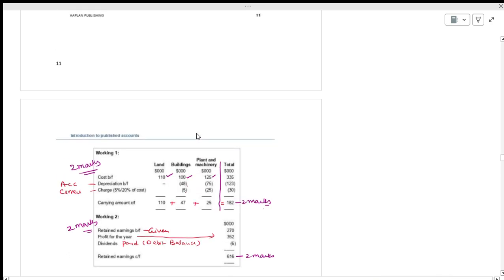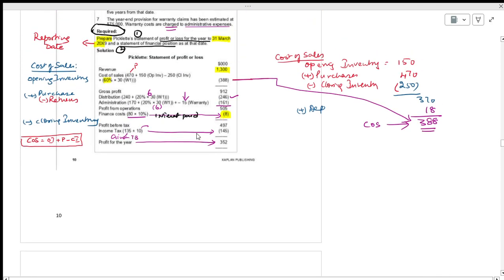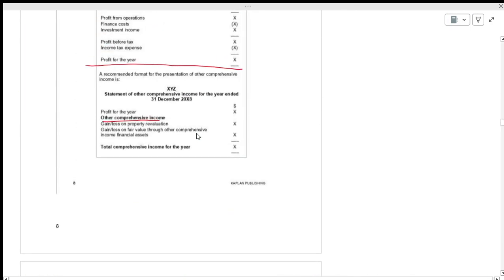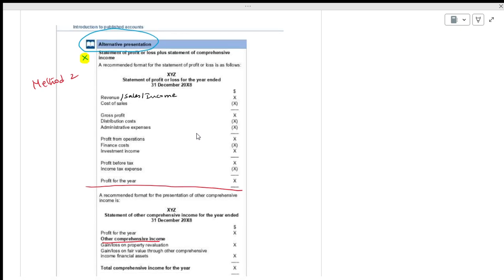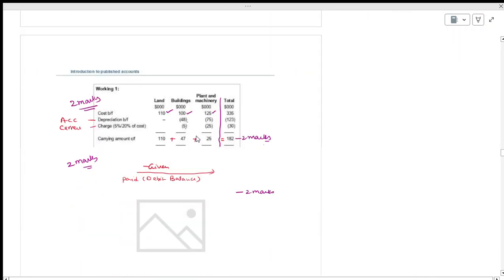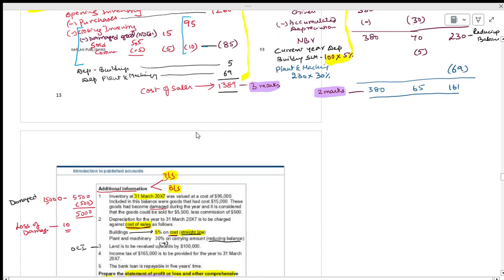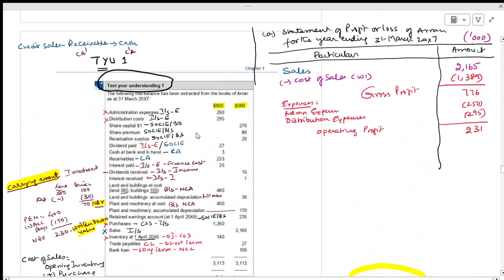What have they mentioned? Operating profit, or what have they mentioned? They have mentioned it as a profit from operations. Both are the same, okay? Both are the same. Now, is it okay?